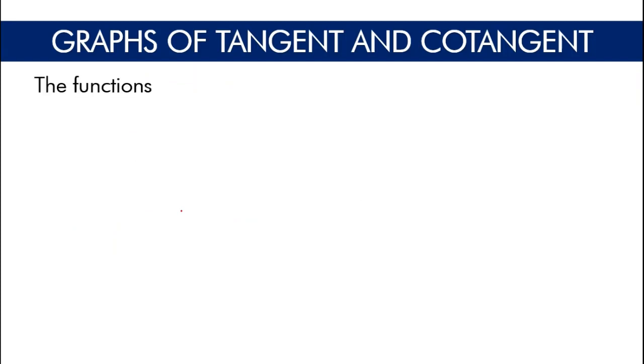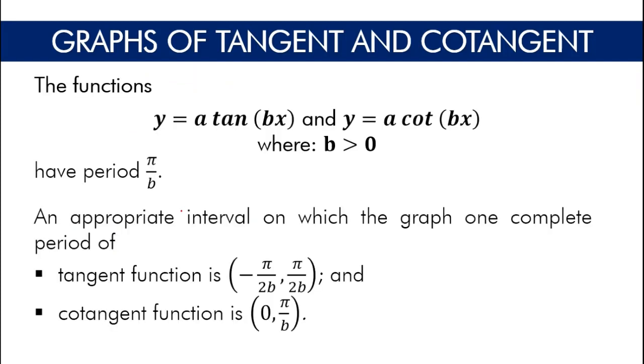So for graphs of tangent and cotangent, remember again, an appropriate interval on which the graph shows one complete period of the tangent function is negative pi over 2b, comma pi over 2b, and for the cotangent function it is 0, comma pi over b. Remember, the period for the tangent and cotangent should be pi over b. For sine, cosine, secant, cosecant, that is 2 pi over b. For the tangent, it's just pi over b. Remember that.